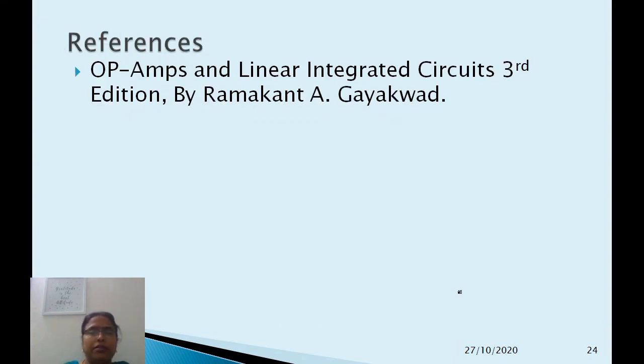I have taken this from this book by Ramakant Gayakwad, the 3rd edition of Op-Amps and Linear Integrated Circuits.